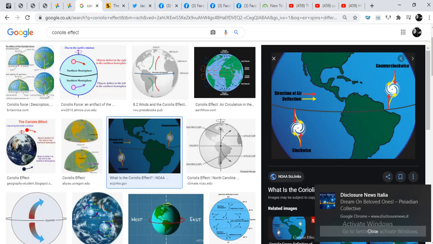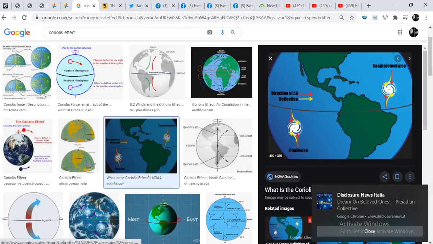But there you go, guys. That's the Coriolis effect. See, you get it below the crater.